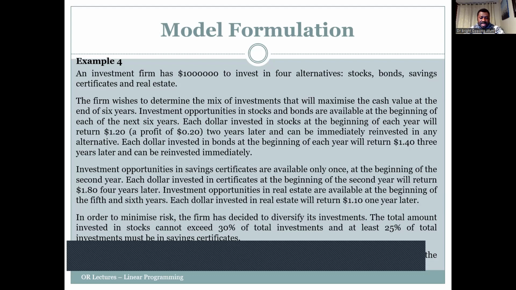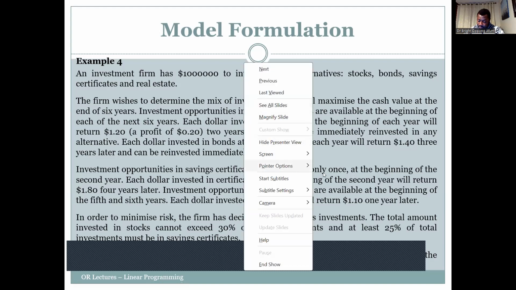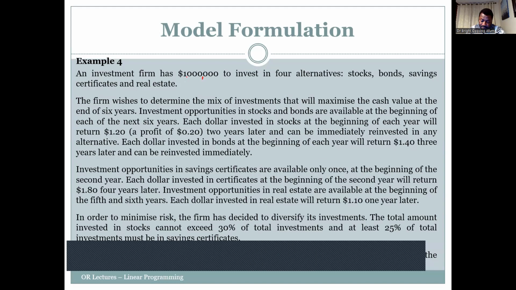An investment firm has is it 10 million or 1 million? 1 million. Yes, 1 million. So $1 million to invest in 4 alternatives. What are the alternatives? Stocks, bonds, savings certificates, and real estate. The firm wishes to determine the mix of investment that will maximize the cash flow at the end of 6 years. Investment opportunities in stocks and bonds are available at the beginning of each of the next 6 years.